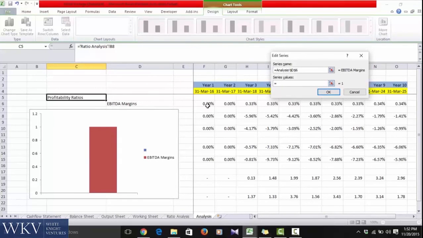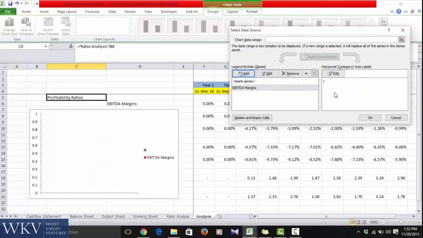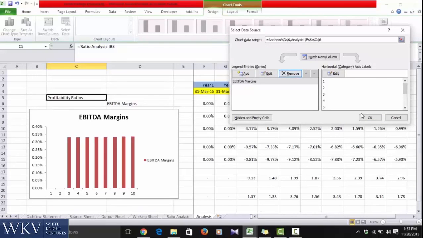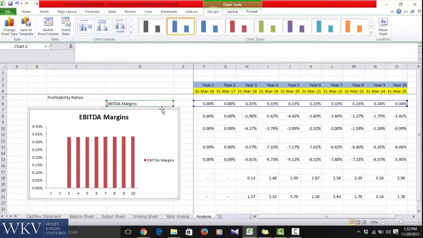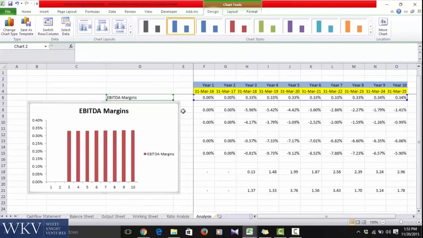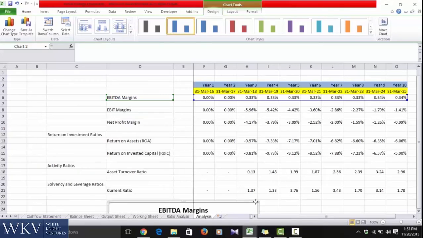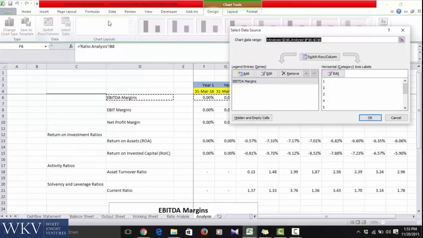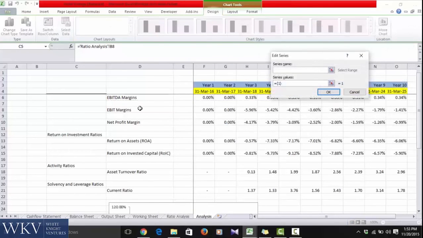Click on Add. Another dialog box opens. In series name, add the cell reference where the name of the ratio is given. In the series values, add the reference of the cells where the ratios are calculated. We do this for all the ratios we need to plot on the graph. After all the ratios have been inserted, click on Edit to enter the horizontal axis label, which will be nothing but years 1 to 5, and then click on OK.